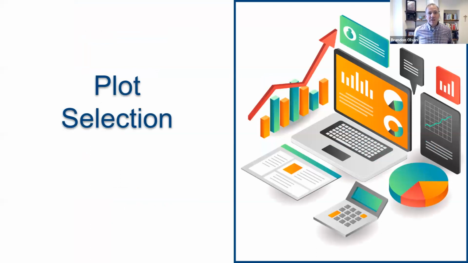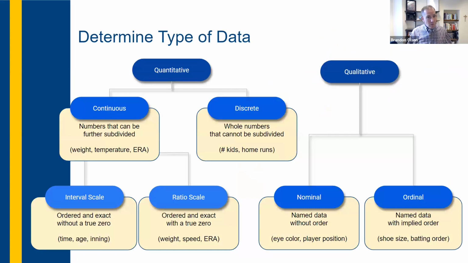All right, so now once we figure out what we're trying to do and we've identified the data that we're going to use, now let's think about how we're going to represent this data. So we're going to look at different forms of representation, different plots that we can use to represent our data. And it's really going to be dependent upon the data that we have. So first, we need to determine what type of data are we working with. Quantitative data, or is it qualitative data?